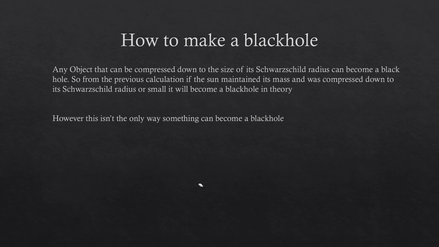Any object that can be compressed down to the size of its Schwarzschild radius can become a black hole. So with a black hole, most of the time, if I just get my pen out again, the singularity is here and the event horizon here, and that is your Schwarzschild radius. So the Schwarzschild radius is the minimum distance it needs to be. In that previous example, the sun's Schwarzschild radius was, I think, about 3 kilometers, so 3,000 meters roughly. That is the minimum distance it needs to be a black hole. Now, in most black holes, the singularity is smaller than the Schwarzschild radius. So that's just the minimum distance it needs to become a black hole. Okay? I'm going to rub that out because it's going to get in the way of my other stuff.